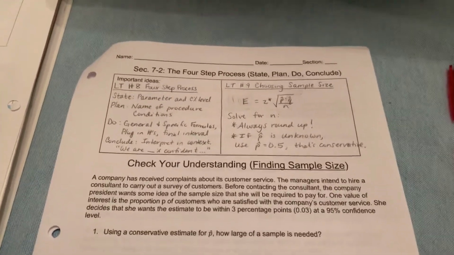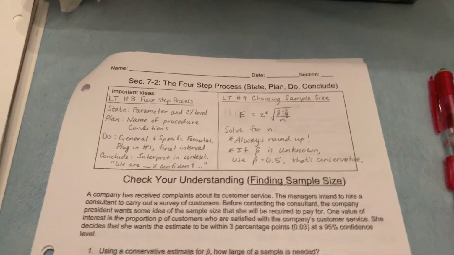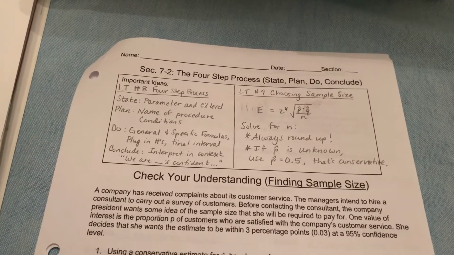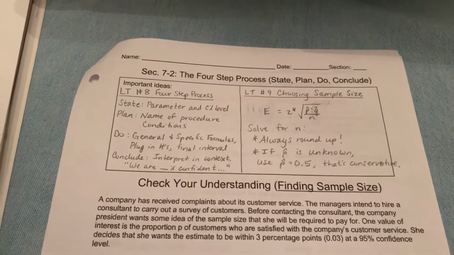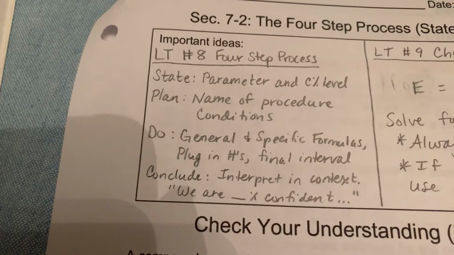Okay, here we go. Last video for this set of notes. We are on part 4 for the big ideas and check your understanding. So this is about the 4-step process. I went ahead and wrote out the 4 steps. In general, you have to state, plan, do, conclude.